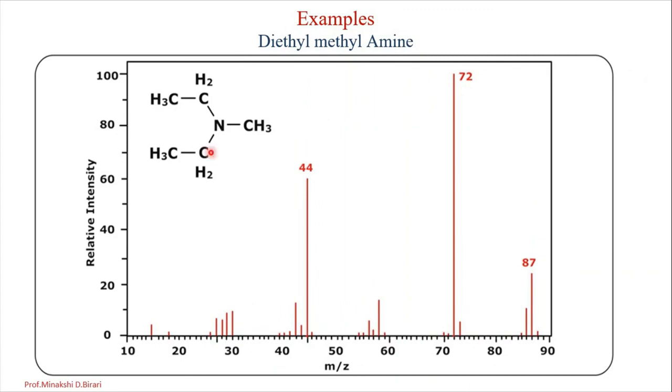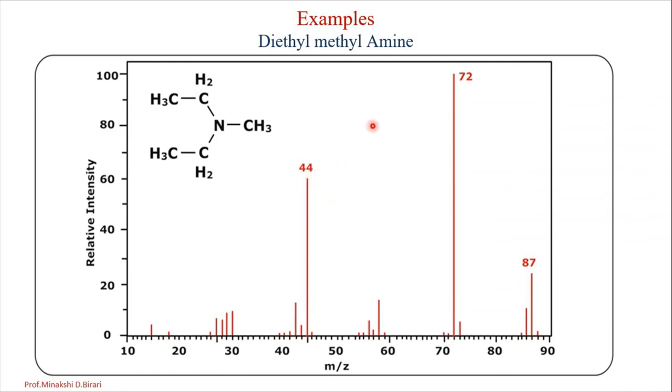Now it is the mass spectrum of diethyl methylamine. In this example, there is only one nitrogen. It shows a peak at M by Z value 87, which is the molecular ion peak of diethyl methylamine. This value is odd. The molecular ion peak is observed at odd M by Z value 87, and the majority of the other fragment ions are observed at even M by Z values.